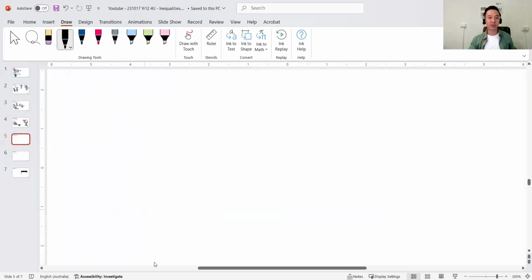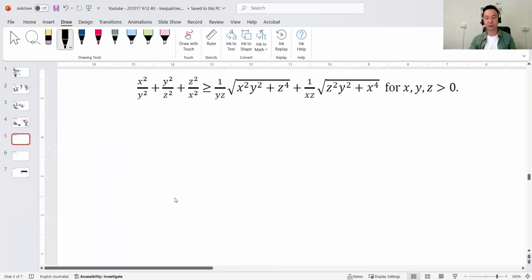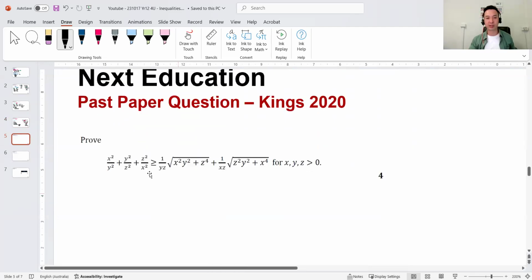Now, the Kings question, in a 4-unit paper, it's a hard question when there's a question that's worth 4 marks, and it's just a one-liner, right? You look at it, it's not necessarily super hard. It's just not your standard, but it actually comes. This one here, the way you sort of see it, right?